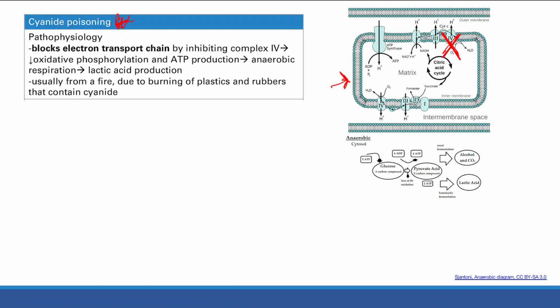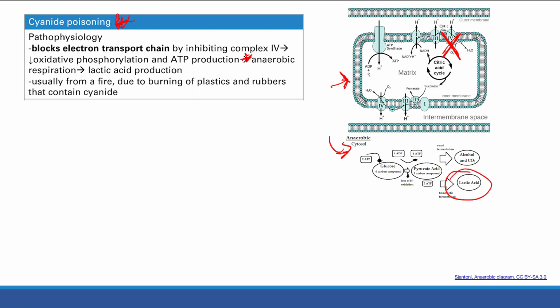You have decreased oxidative phosphorylation and ATP production, so you're going to switch over to anaerobic respiration. And when you have anaerobic respiration, you're going to get lactic acid production. So this is what this picture is: anaerobic respiration leading to lactic acid production.